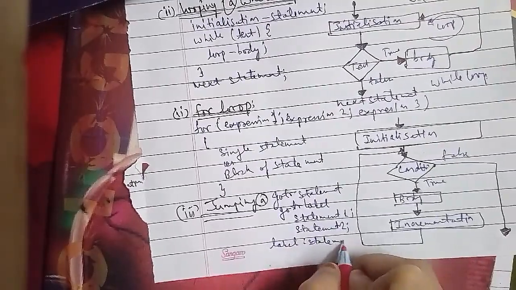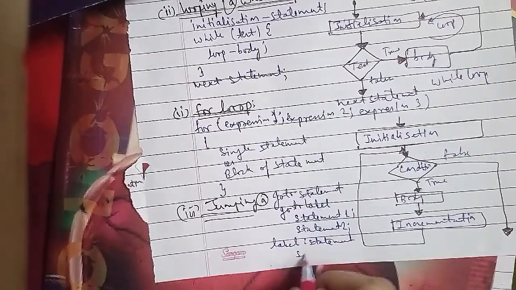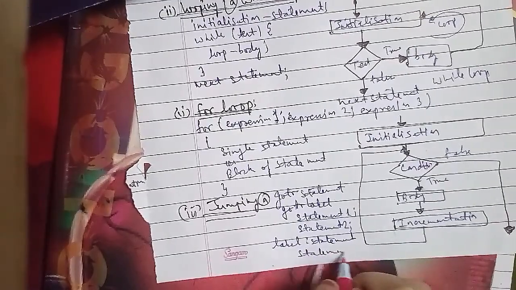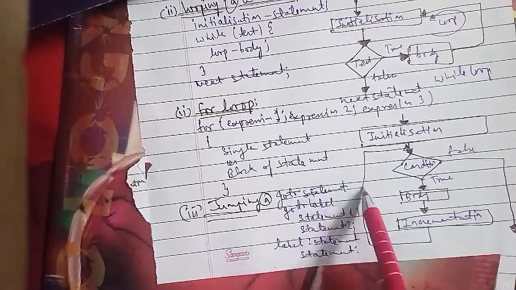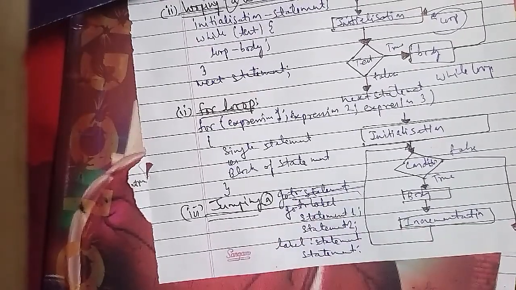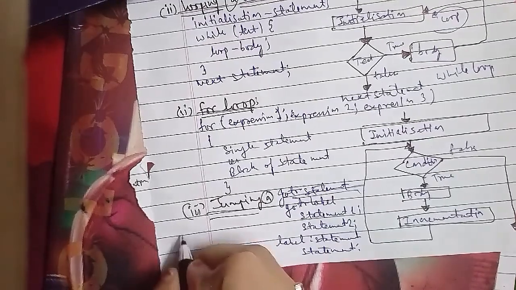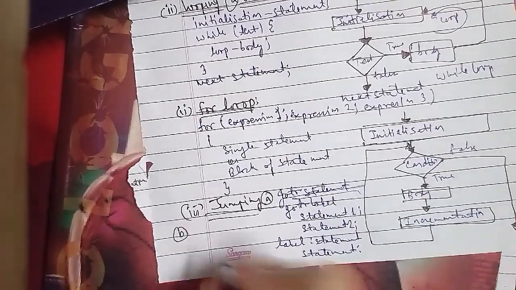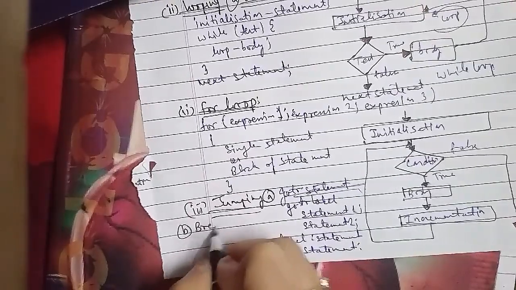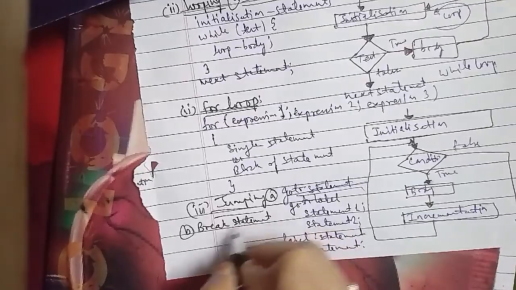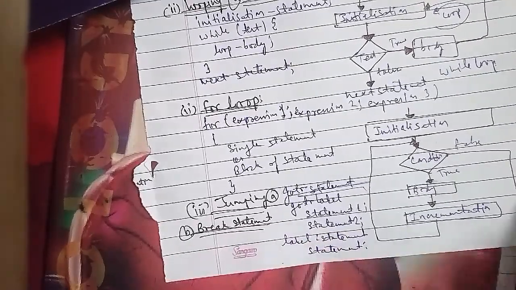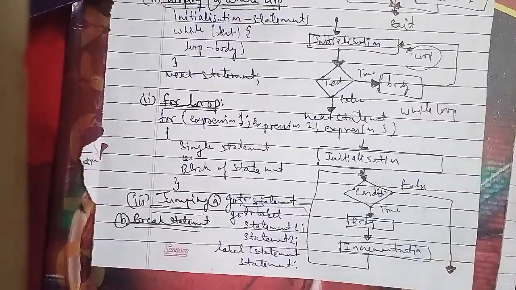Third one, under the jumping statements, we have the continue statement. In terms of the continue statement, in some specific programming problems, we need to skip the remaining statements in the loop body and take control to the beginning of the loop. In a situation like that, the continue statement is used.